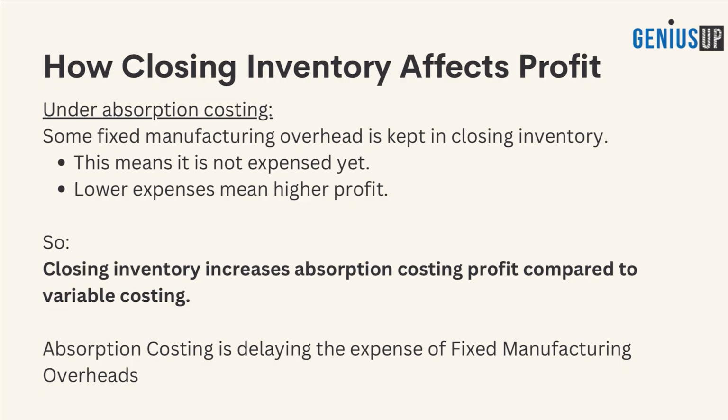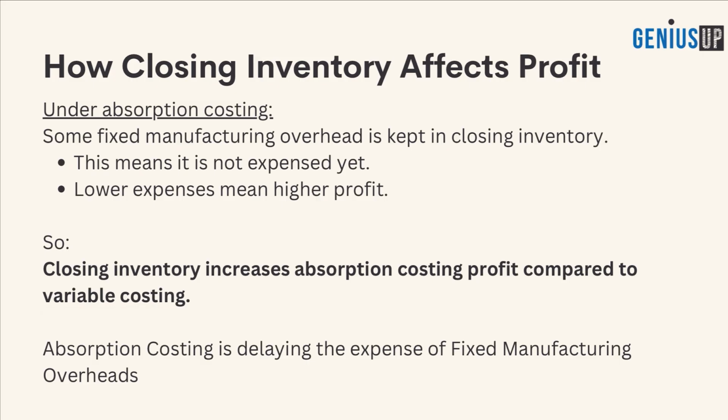So these fixed manufacturing overheads that are sitting in closing inventory are only going to be expensed next year when these goods are sold through cost of sale. So this means that there's lower expenses under absorption costing because some of these fixed manufacturing overheads are deferred to next year. Meaning that under absorption costing, we're going to see a higher profit. They're sitting in closing inventory and only going to be expensed next year when this inventory is sold. So closing inventory increases absorption costing profit compared to variable costing profit.